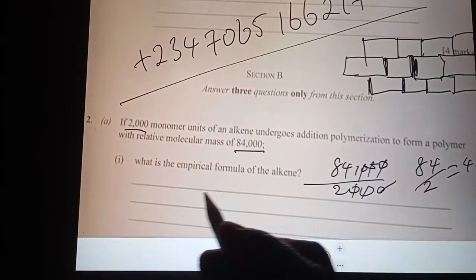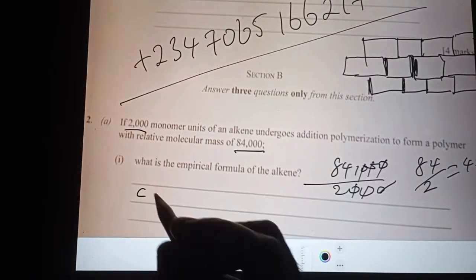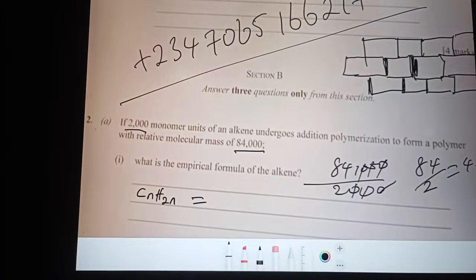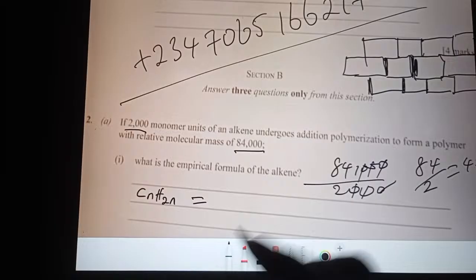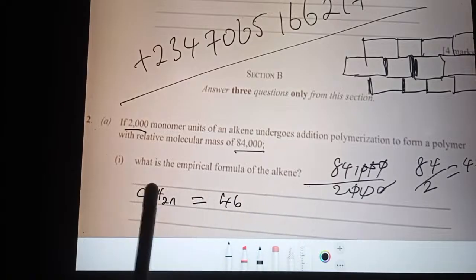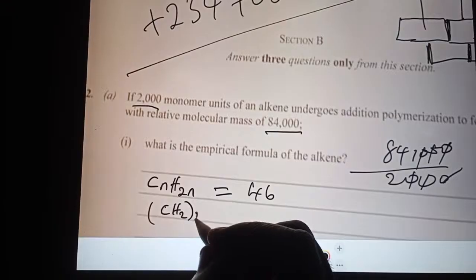Let's focus and solve this question. They ask us to calculate the empirical formula of the alkene. We already know that alkene has the general molecular formula CnH2n. Simple. We equate it to 46. When we do this, we take it to the lowest formula because we are supposed to get the simplest formula. So CnH2n, you factorize: CH2 bracket n is equal to 4.